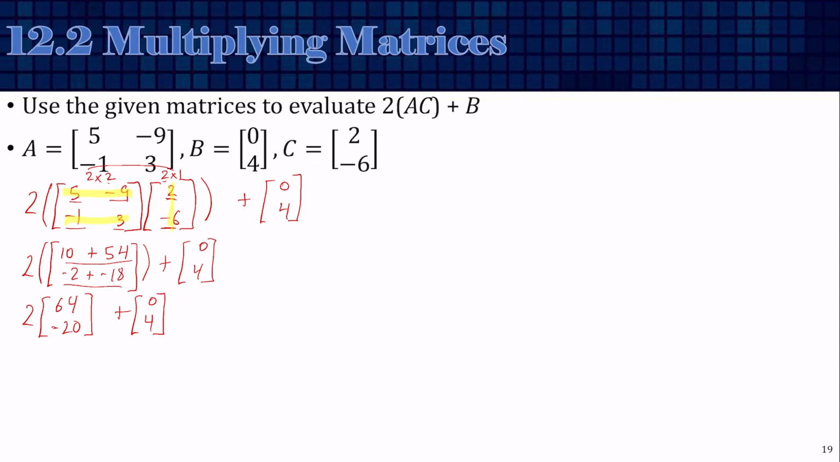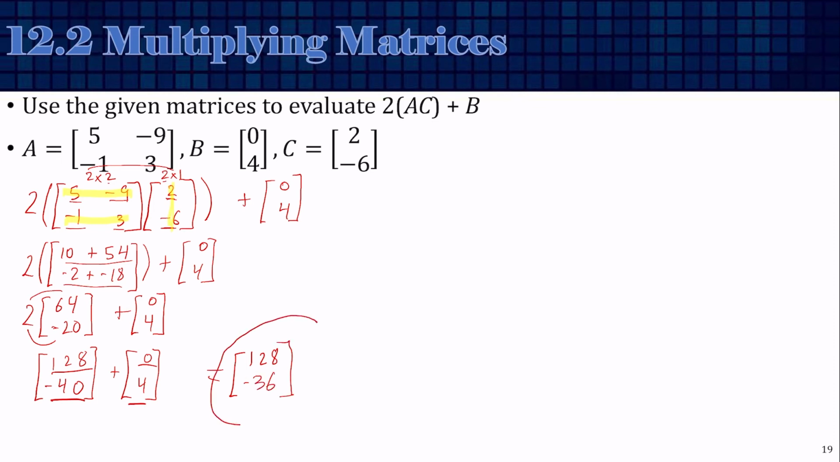All right, next order of operations says we multiply, so we'll have the 2 times the 64 and the 2 times -20. And then we can add 64 times 2 is 128, plus 0 is 128. -40 plus 4 is -36. And there you go. That's your answer.